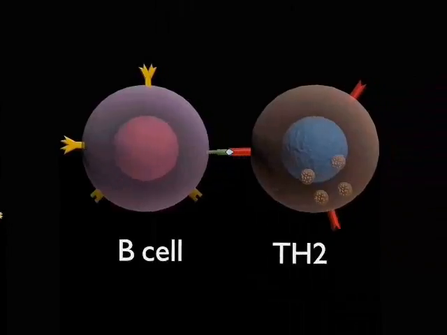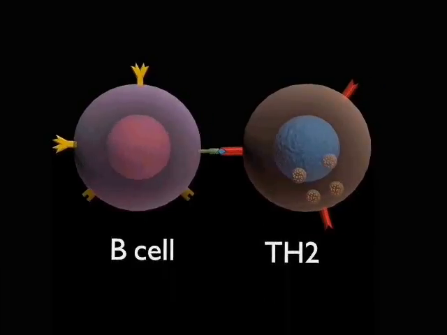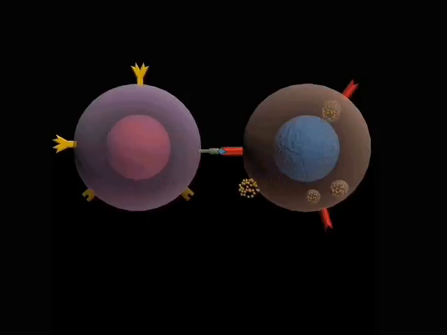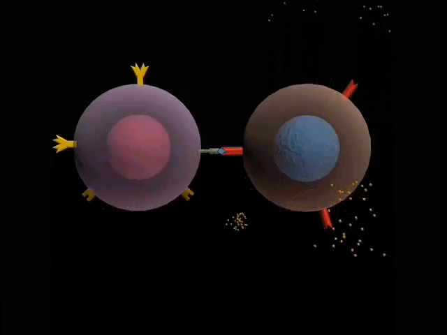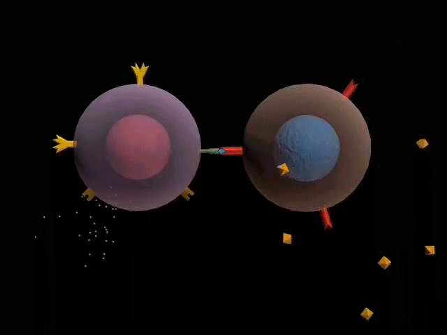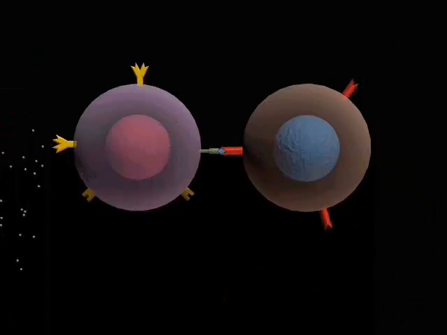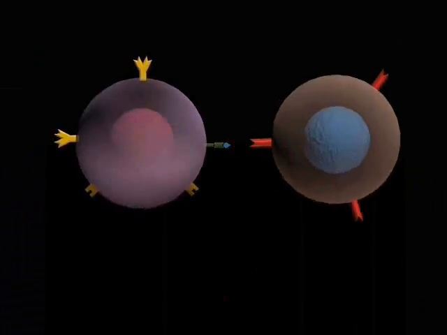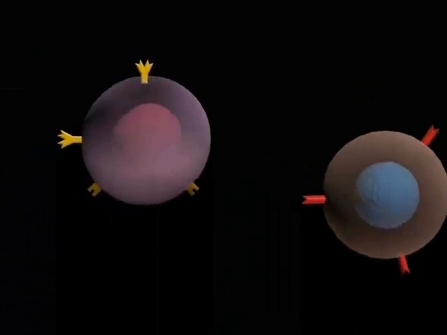Presentation of the antigen to the Th2 cell causes vesicles within the T cell to fuse with the cell surface and release cytokines, including interleukin-4, which then binds to the interleukin-4 receptors on the B cells. Together with costimulatory signals, the IL-4 activates the B cell, triggering its division.